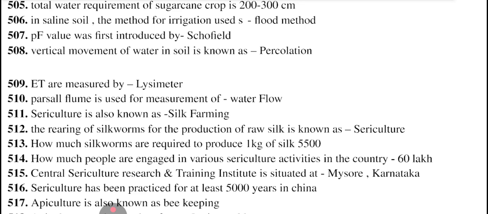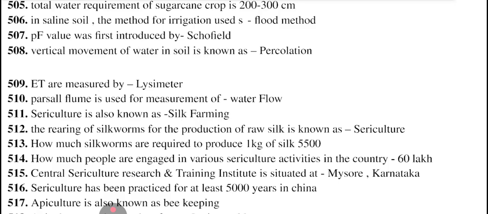Next is sericulture. It is also known as silk farming. Rearing of silkworms for the production of raw silk is sericulture. Silkworms required to produce 1 kg of silk is 5500 in numbers. People engaged in various sericulture activities in the country are about 60 lakhs.